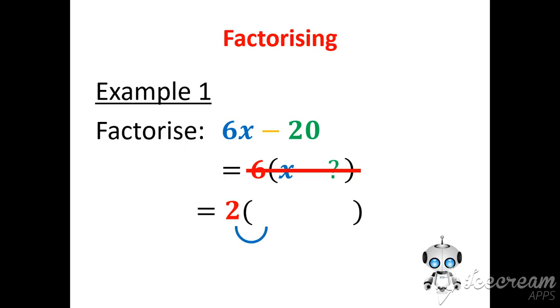Now we're going to say to ourselves, 2 times something gives us 6x. It's got to be a 3x because 2 times 3 is 6 and we need an x to make 6x. Now we can put our subtract down and say 2 times something is 20. 2 times 10 is 20, so we can write 10. So we've factorised it to give us 2 brackets 3x minus 10. Notice we didn't take the 6 out the front, we took another factor, the highest common factor between 6 and 20.